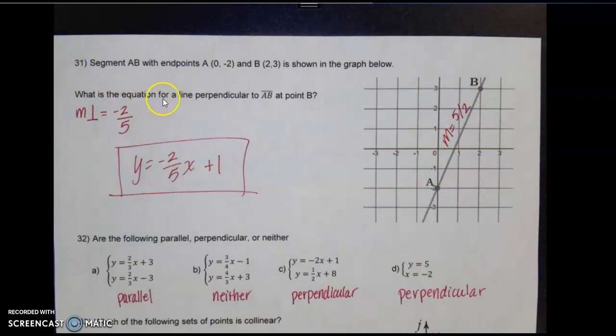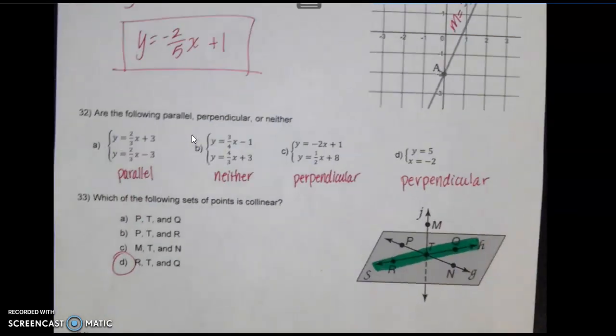It says, what is the equation for a line perpendicular to AB? So remember, perpendicular means I flip that fraction and I change the sign. So my perpendicular slope is negative 2/5. Now, you can have anything you want as the y-intercept. You can have plus 10, plus 20, plus 8, minus 25. Doesn't matter as long as your slope is negative 2 over 5.